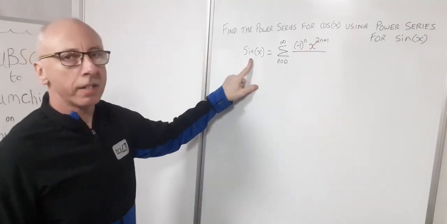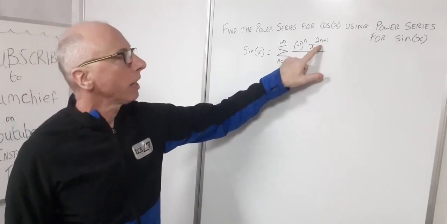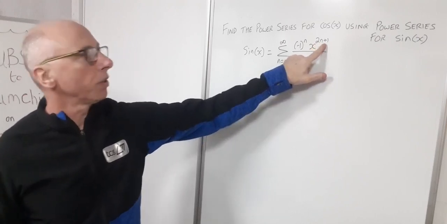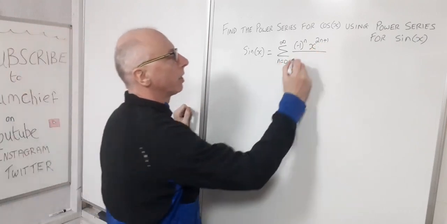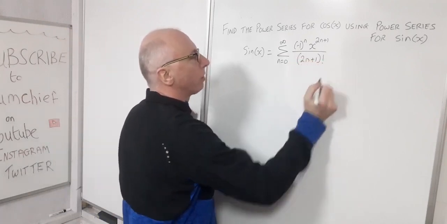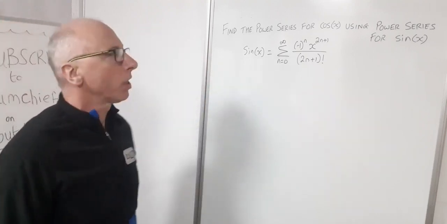Now sine is an odd function, so hence we'll always have an odd term in our x power there. So whatever n is, that will always be odd. And then we divide that by 2n plus 1 factorial. So that's what we've got for our power series for sine.